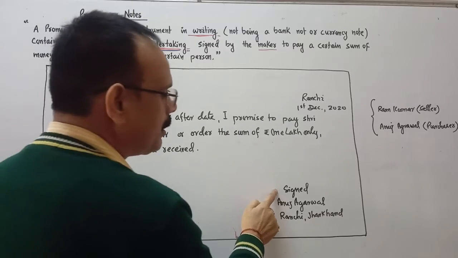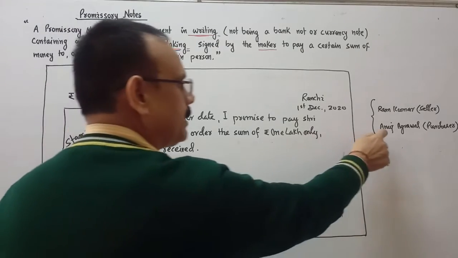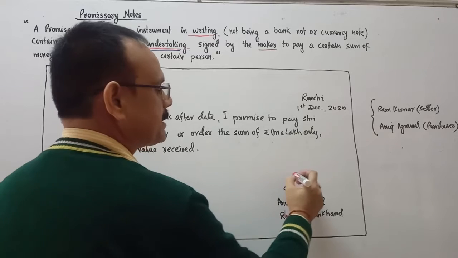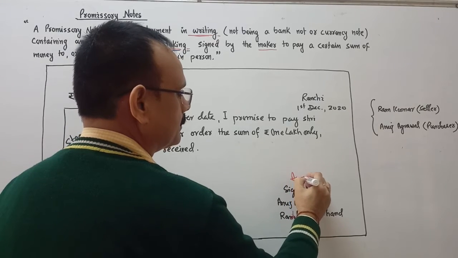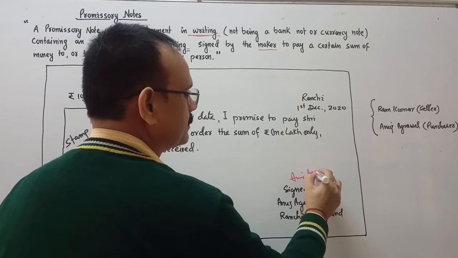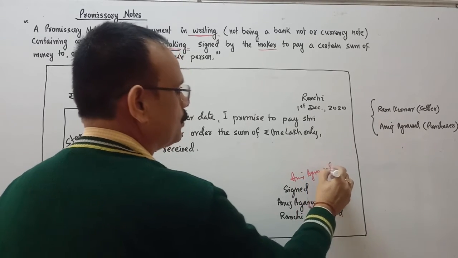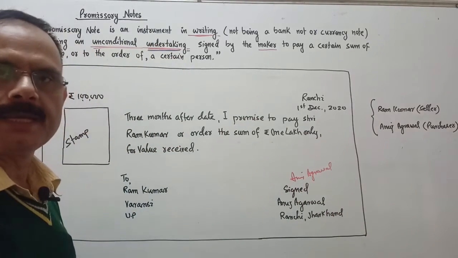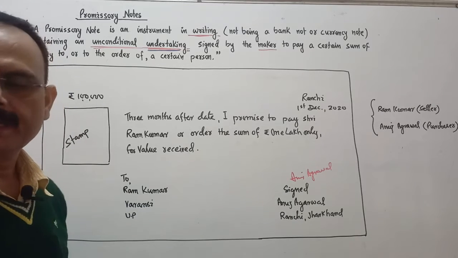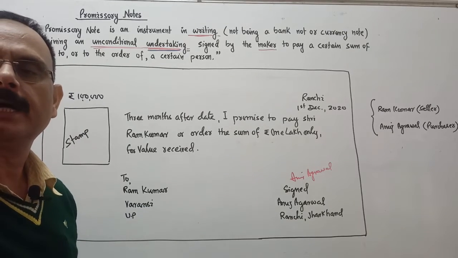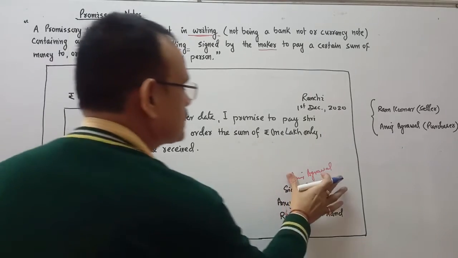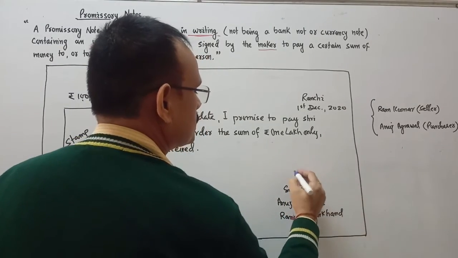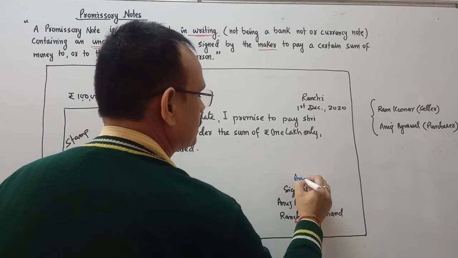Here the signature of Anuj Agrawal is required. Anuj Agrawal's signature will be here. Anuj Agrawal has to sign it. Okay? Who will sign over here? Anuj Agrawal. Who is Anuj Agrawal? Anuj Agrawal is the purchaser. So he will sign over here.